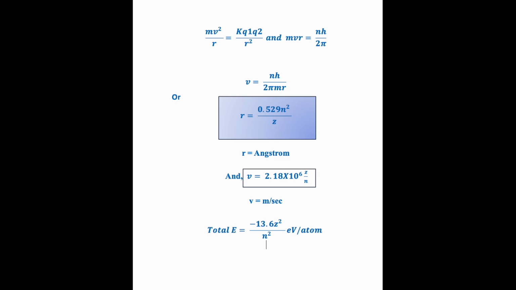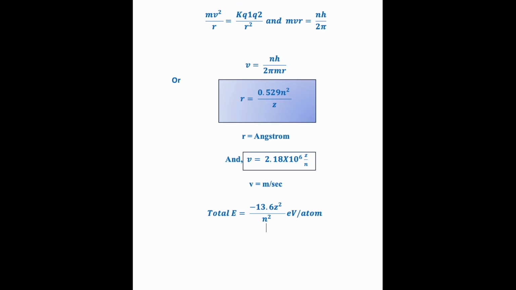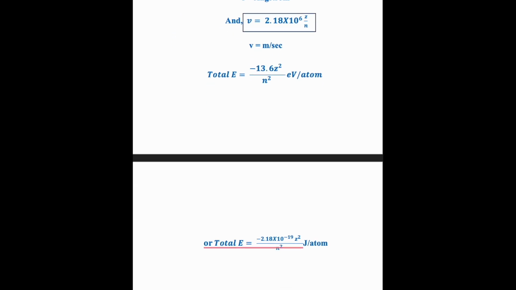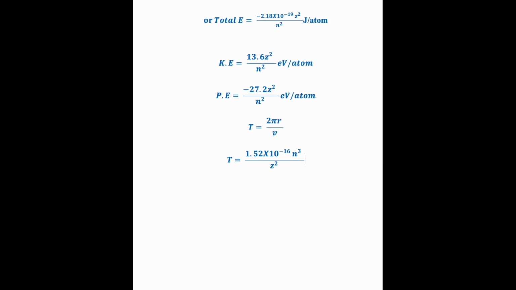Likewise, if we calculate the total energy, we get the expression minus 13.6 z square upon n square, and this is the value of energy in electron volts per atom. If we want to calculate in joules per atom, we get 2.18 into 10 to the power minus 19 with the minus sign into z square upon n square. The total energy was minus 13.6 z square upon n square electron volt per atom. So the kinetic energy will be plus 13.6 z square upon n square electron volt per atom. Likewise, potential energy will be minus 27.2 z square upon n square electron volt per atom.